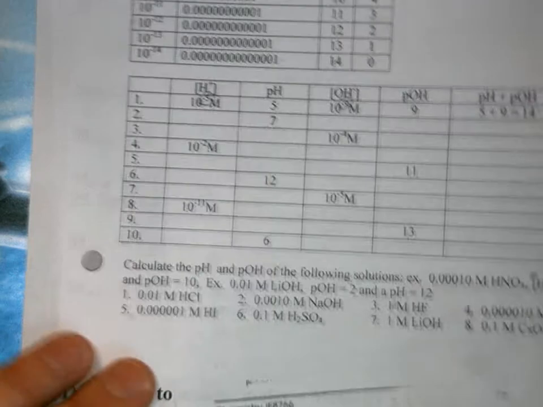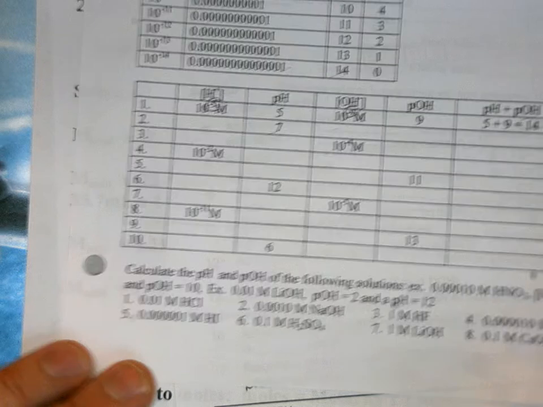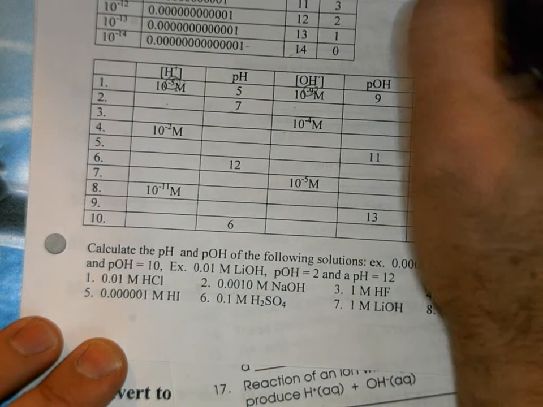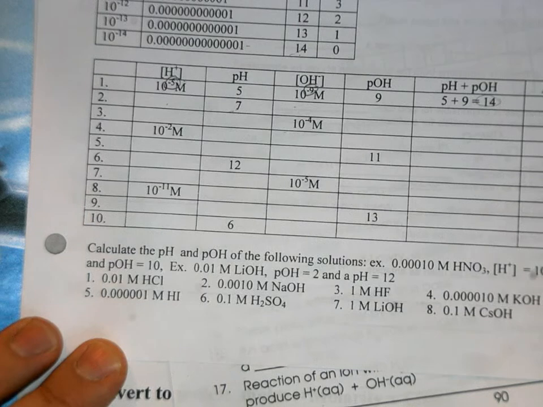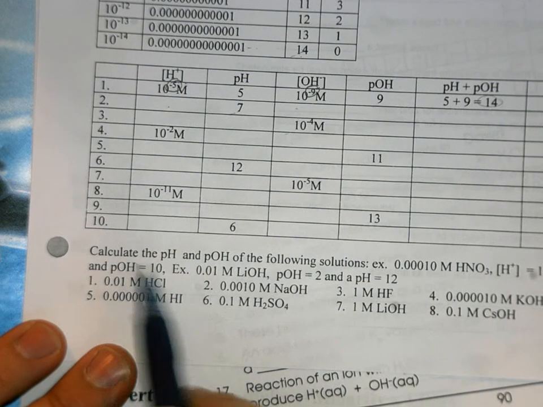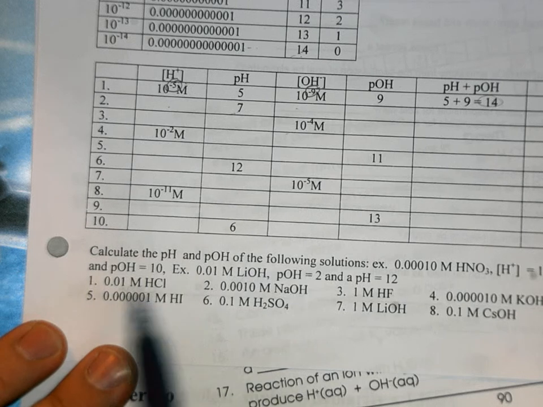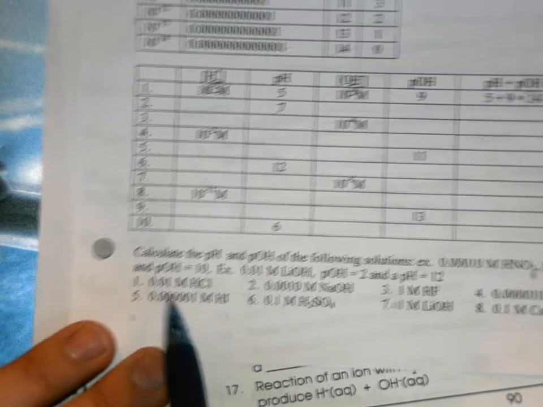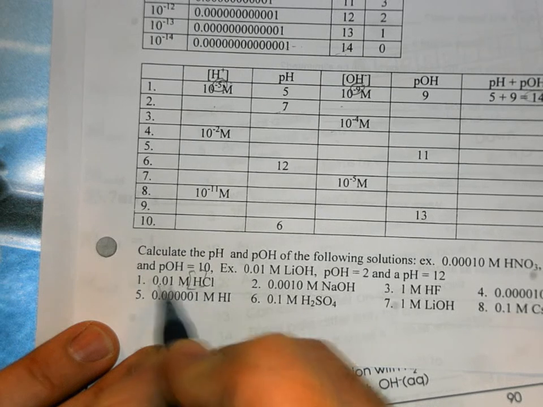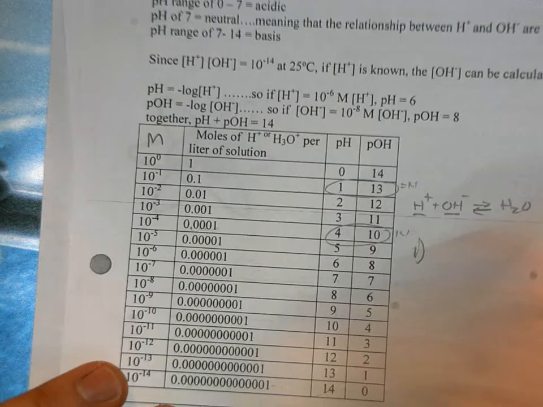Then down here, I'm going to have you work on questions 1 through 8. If you want, you can probably put these up here to show your work, because there's not enough room down there. But we've given the example there. We just want you to calculate the pH and the pOH of each of these. And I mean, come on. You've got a 0.01 molar solution of HCl.